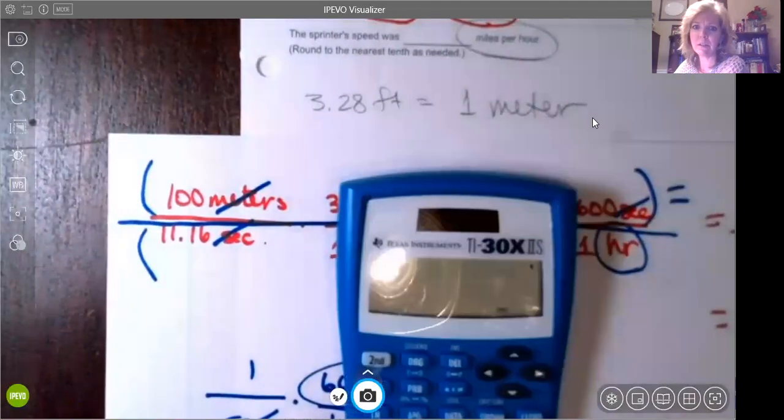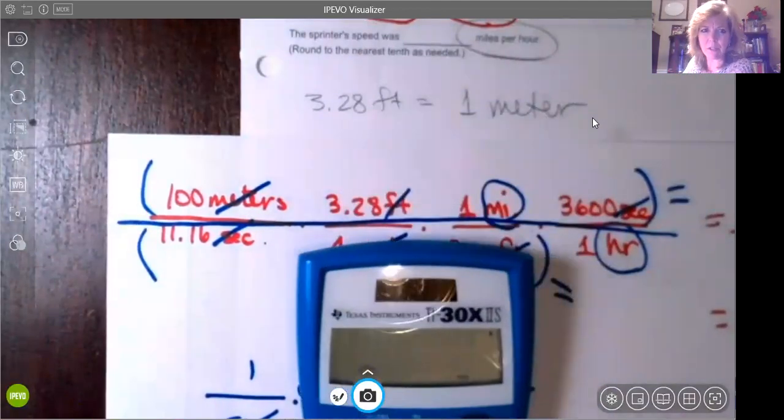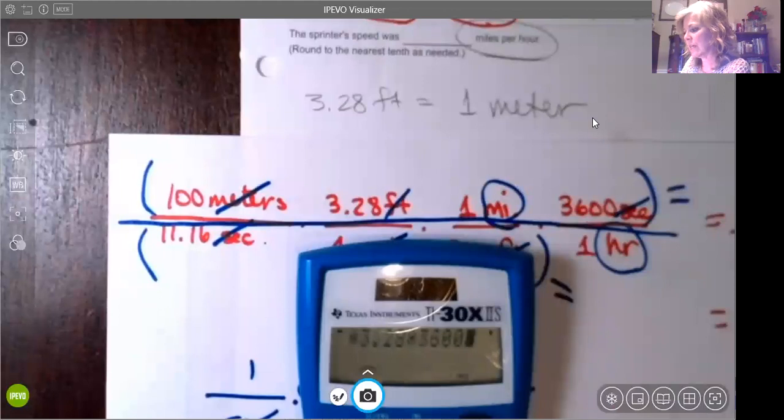Clear, clear, clear. Starting with the numerator, I have 100 times 3.28 times, who cares about the 1? It's not going to change my answer. 3,600 equals. So that's my numerator. I'm not going to write it down, because I have a great chance that I will mess it up if I write it down. So I'm just going to leave it in the calculator.